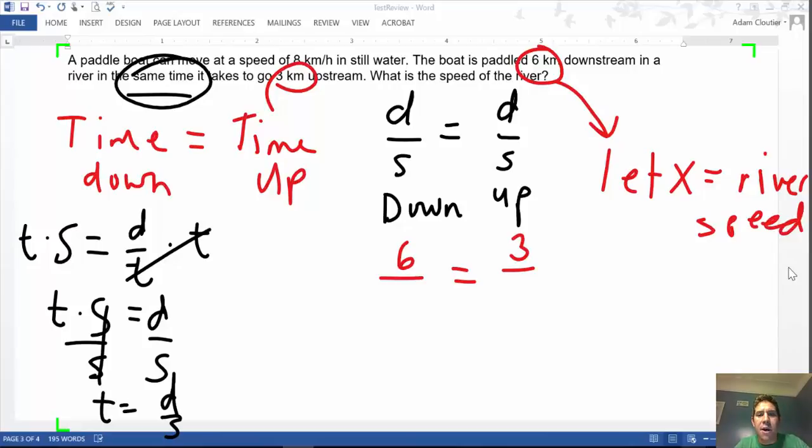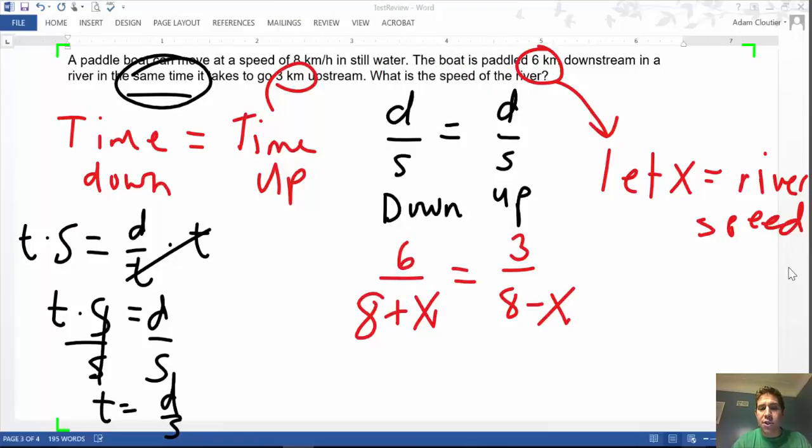And again, if I'm going to go downriver, I'm going with the river. In other words, I'm adding the river speed. So it says a paddle boat can go 8 kilometers per hour in still water. So in still water, it's 8. But if I go with the river, I'm going to add that river speed to increase my speed, to give me my speed going downriver. And if I go upriver, I'm going to take that 8 kilometers per hour, which is how fast we can paddle in still water, and subtract the x, or the river speed, since we're going up and against the river. That's our equation.